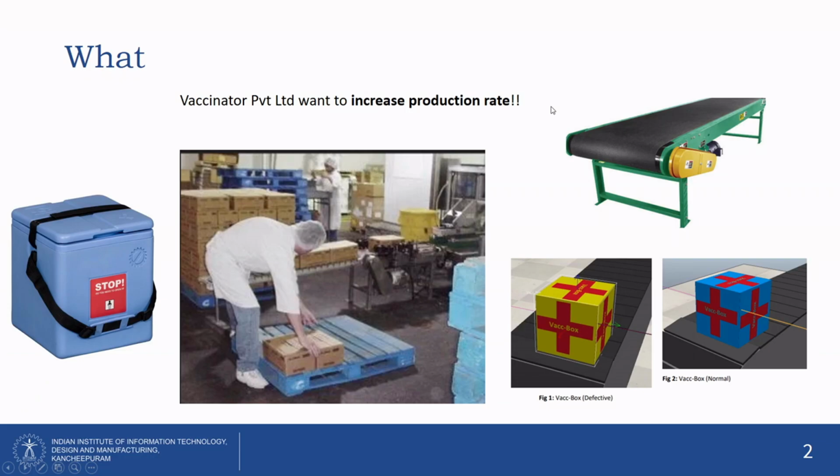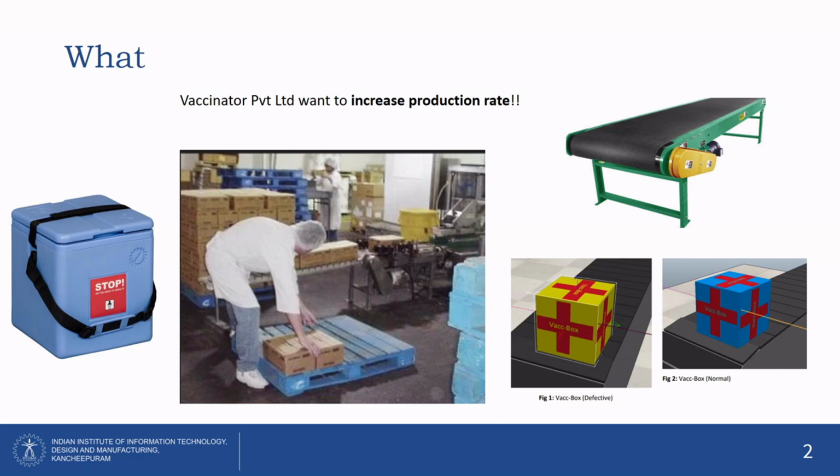Okay, so what we have right now is a company named Vaccinator Private Limited, and they have a problem. In their current production system, they are trying to palletize the vaccine boxes on the conveyor line, and it is done manually, so that is very inefficient, and it is not able to meet the demand which is there currently in the supply chain.